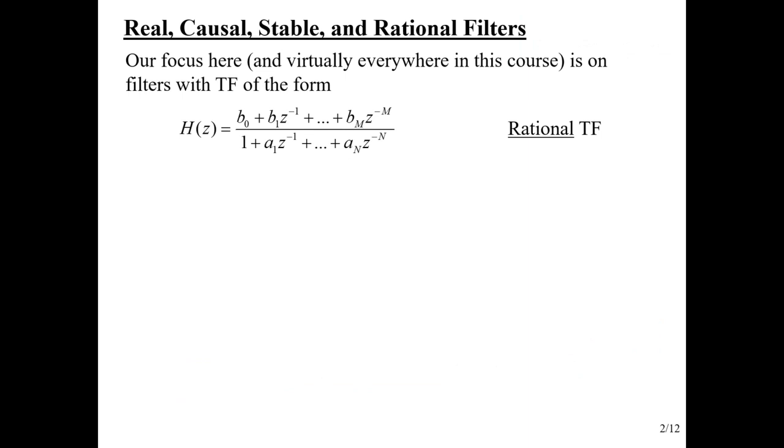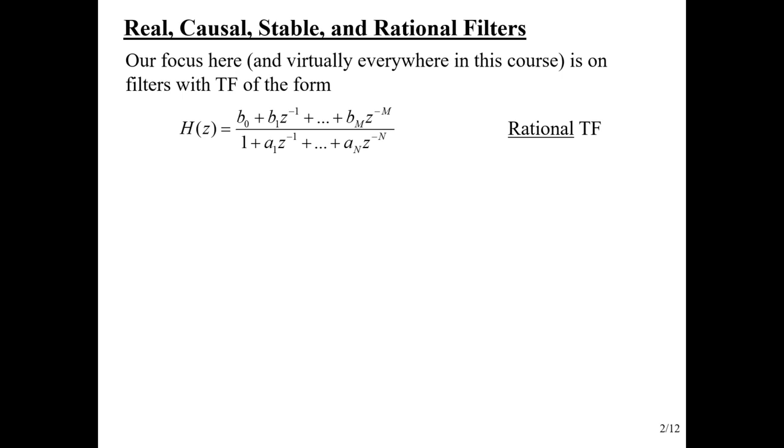So everything in this set of notes, and pretty much everywhere else in this course, we will focus on a certain class of filters with some mathematical constraints. And we call those real, causal, stable, and rational filters. And so let's start with the rational part. That means that the transfer function is a rational function of z.